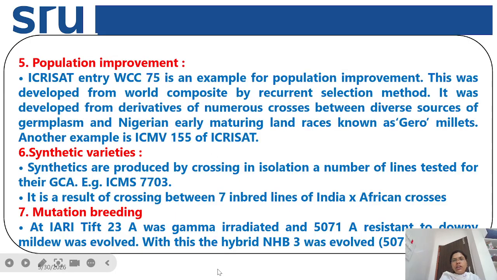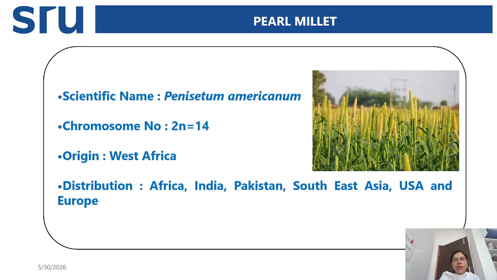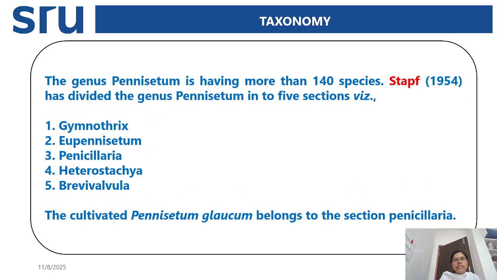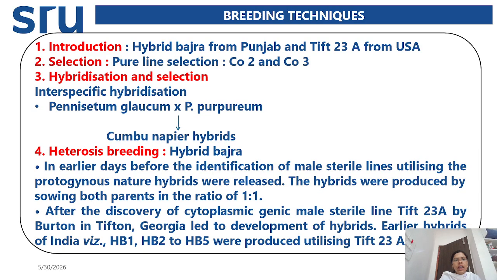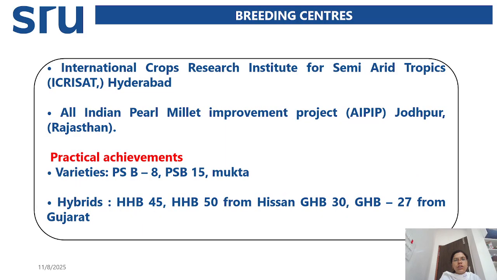This is about the Bajra crop. Here you can see the importance of the Bajra crop, and next is taxonomy, the progenitors and breeding objectives, and these are the breeding methods of the Bajra crop. And here you can see the practical achievements and the breeding centers working on the Bajra crop.